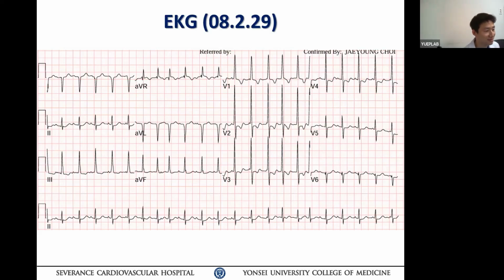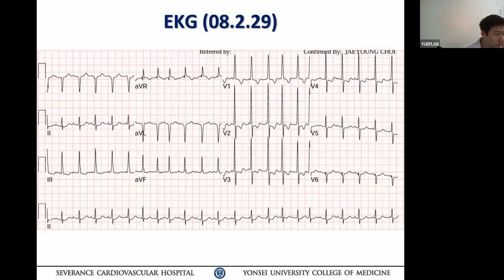Okay, 5-second rule, copy. So it's a narrow rhythm, generally regular with a few areas where there's some irregularity. Right axis deviation with a tall R in V1 and a deep S in V6. So there's right axis deviation and likely right ventricular hypertrophy. Alternatively, it could also be a dextrocardia kind of picture.